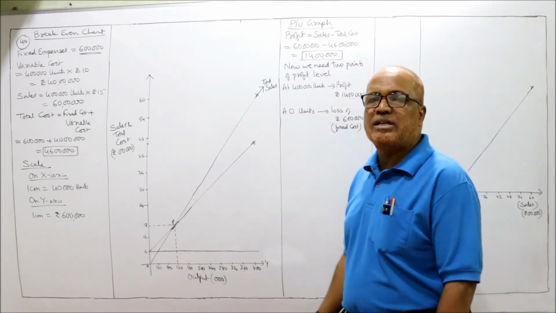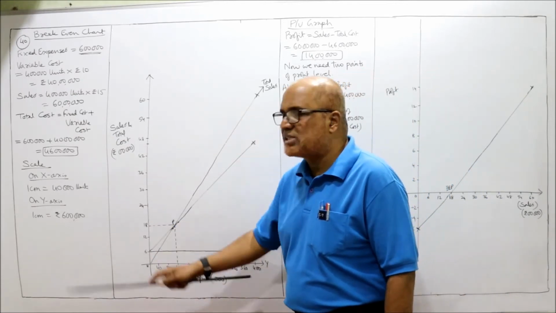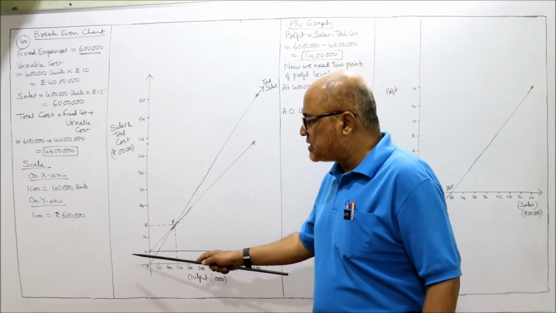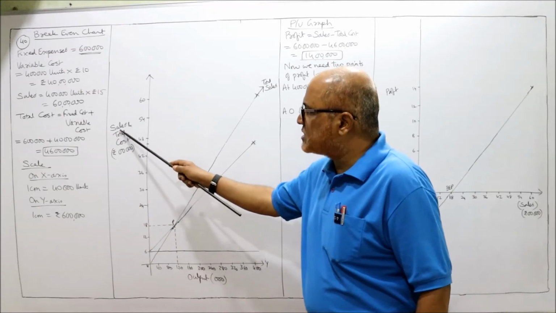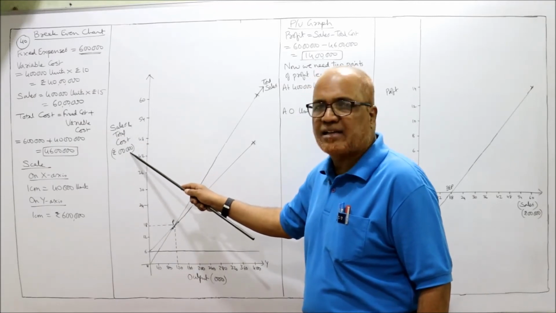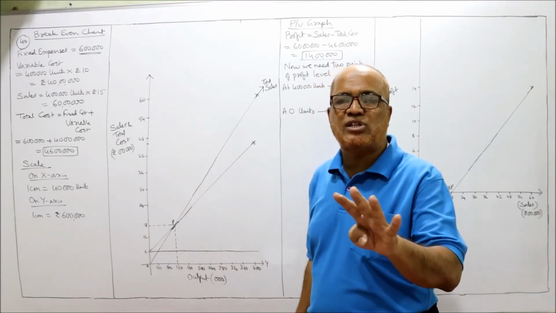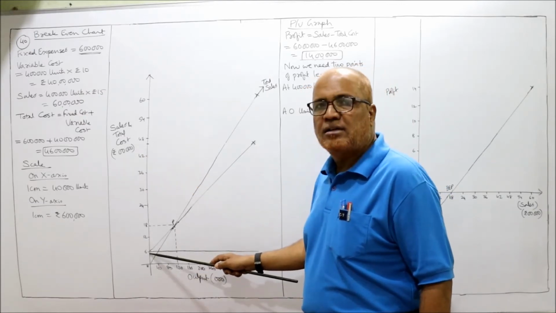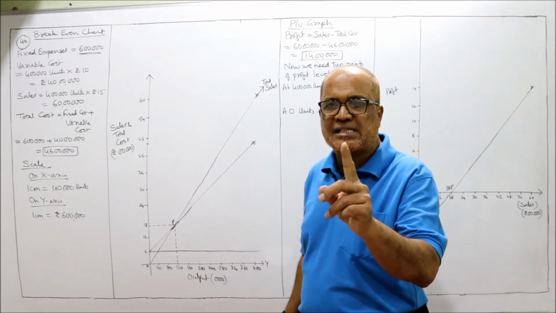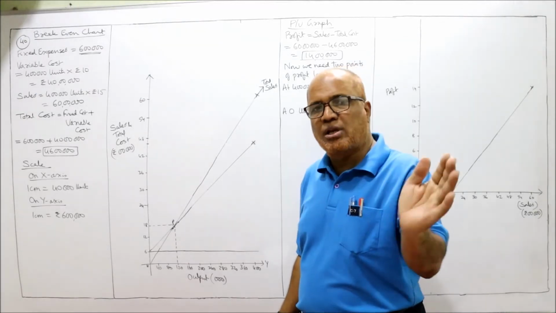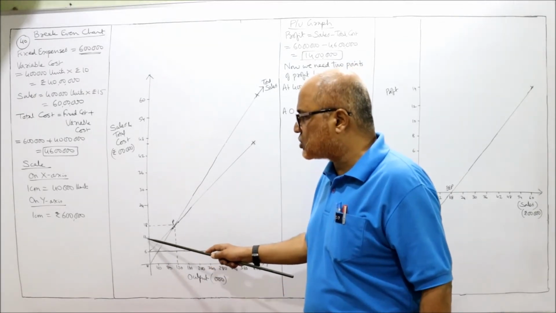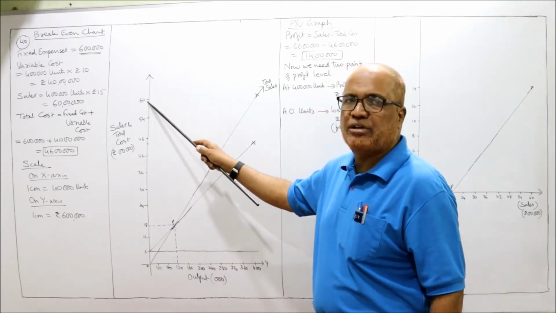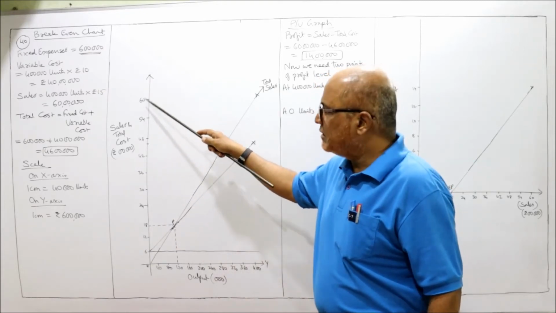On the y-axis we take 1 centimeter equal to 6 lakh. So 6 lakh, then rupees, sales and total cost, rupees in lakhs. Lakhs consist of 5 zeros. So remove 5 zeros, we'll get 6. Remove the 5 zeros, we'll take 6, 12, 18, 24, 30, 36, 42, 48, 54, 60. 60 lakhs. That's all.